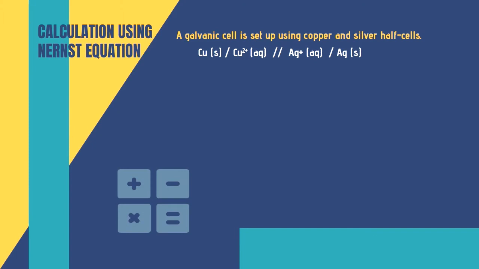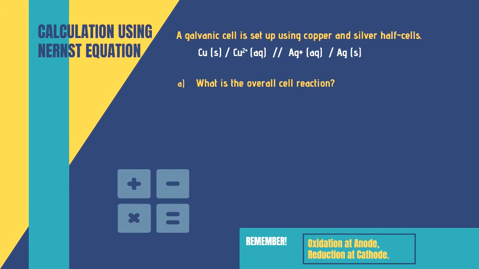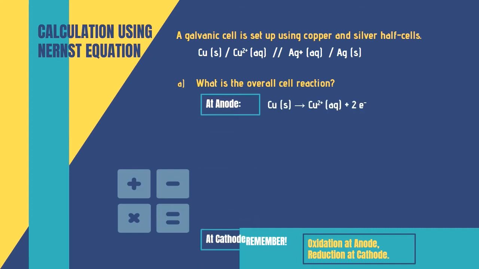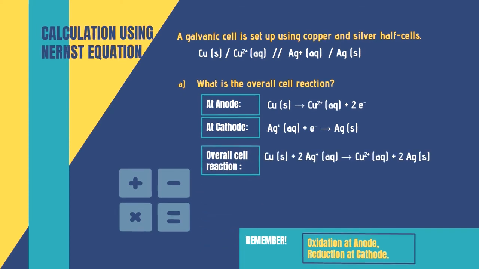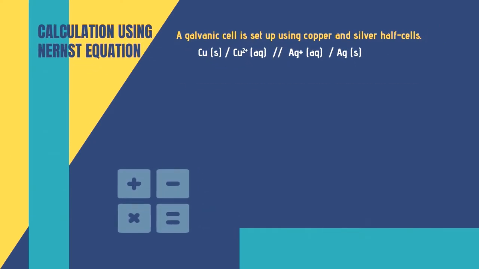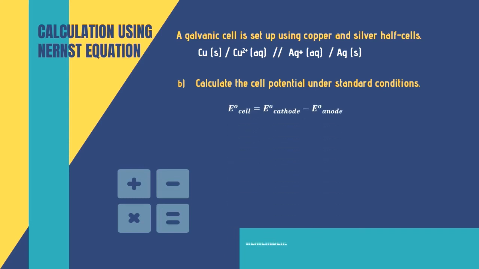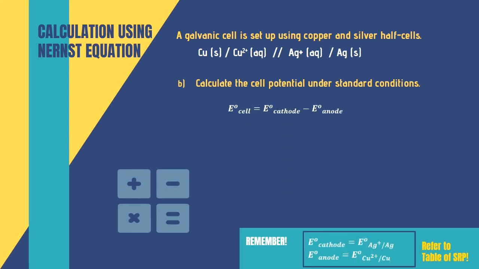The following is an example of when the Nernst equation is used. To get the overall cell reaction, students need to convert the given cell notation by writing down the oxidation reaction at the anode and the reduction reaction at the cathode. Next, students are also required to calculate the E naught cell by referring to the table of standard reduction potentials.